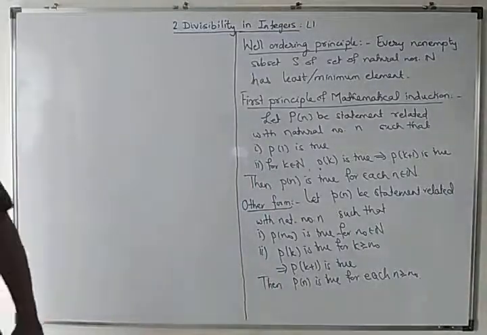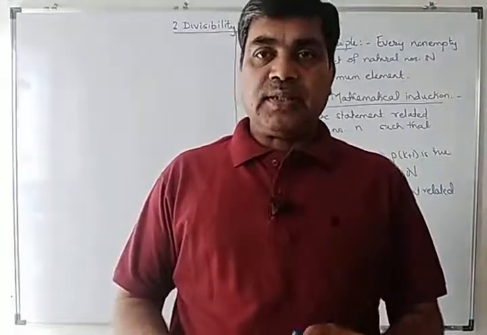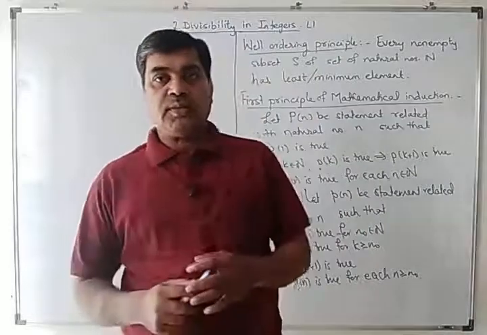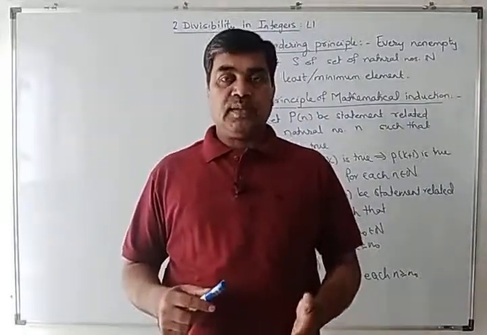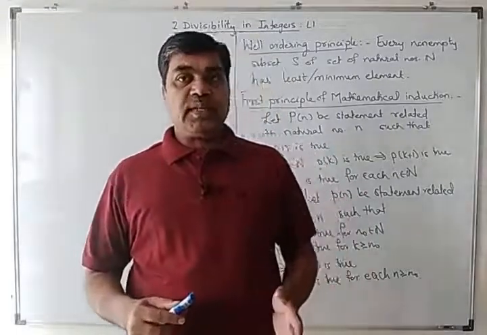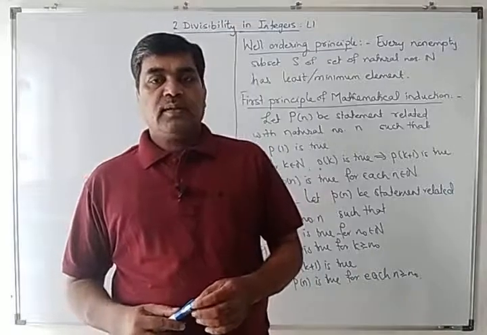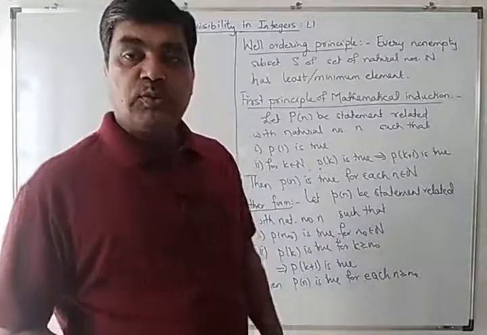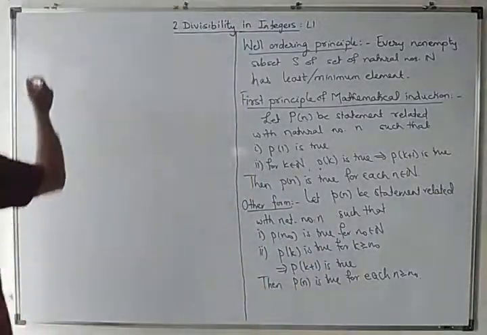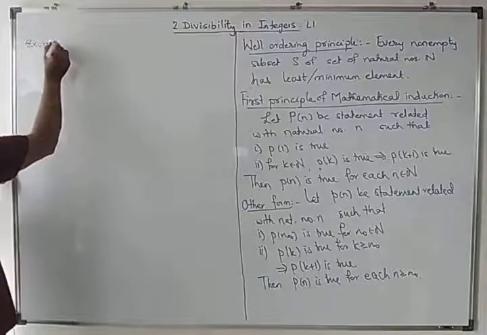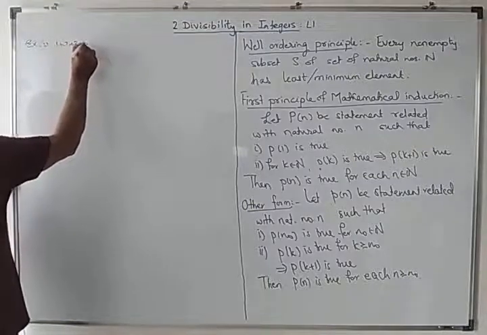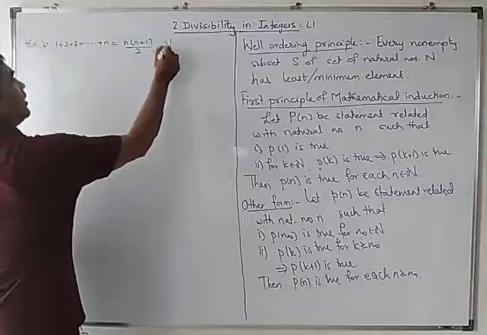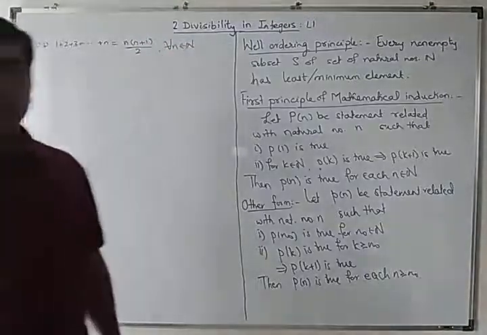So in 11th standard, with the help of arithmetic progression, you have proved that the sum of first n natural numbers, that is 1 plus 2 plus 3 plus dot dot up to n, is nothing but n into n plus 1 by 2. Here, with the help of mathematical induction, we will prove that this is true. So example: 1 plus 2 plus 3 plus dot dot up to plus n is equal to n into n plus 1 by 2, for any n belongs to the set of natural numbers.